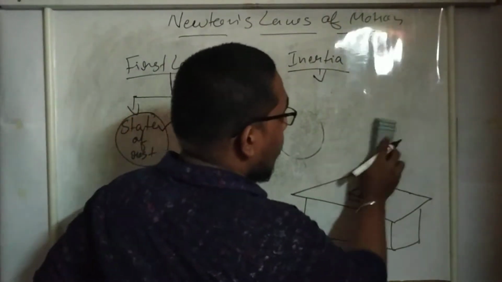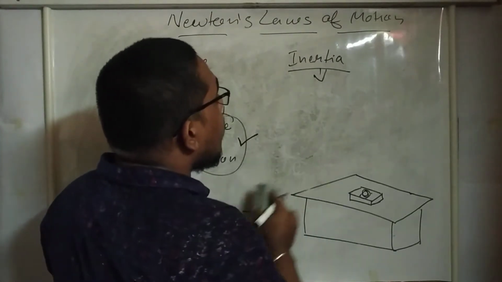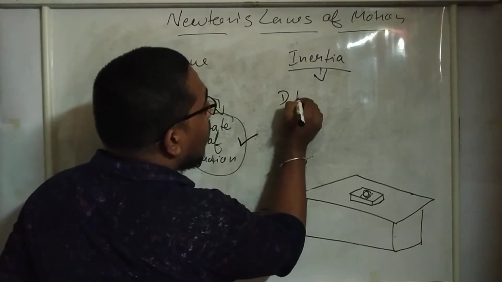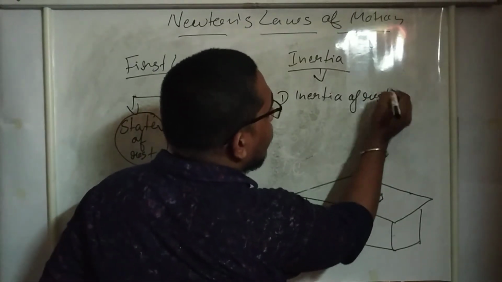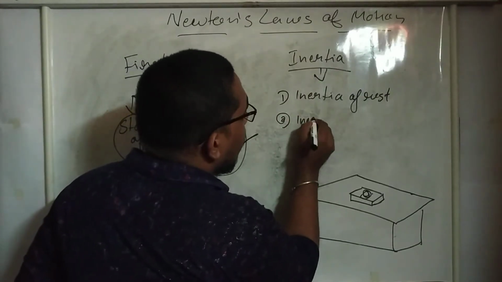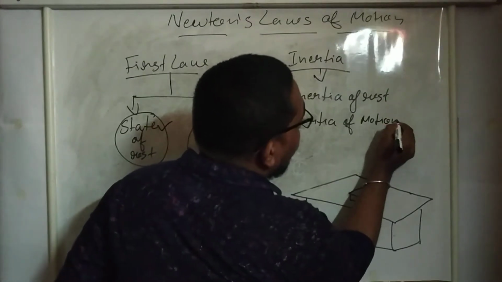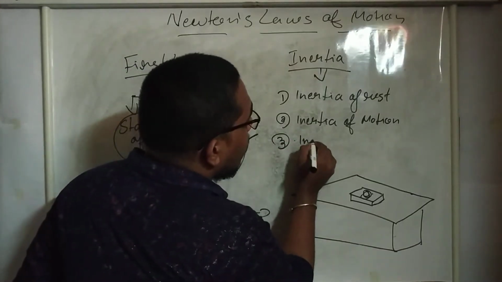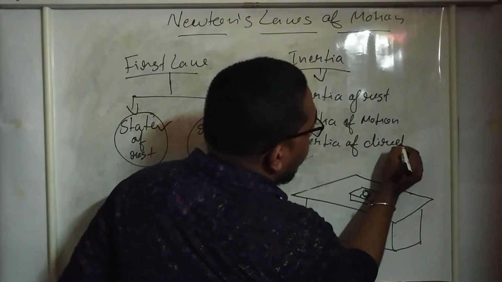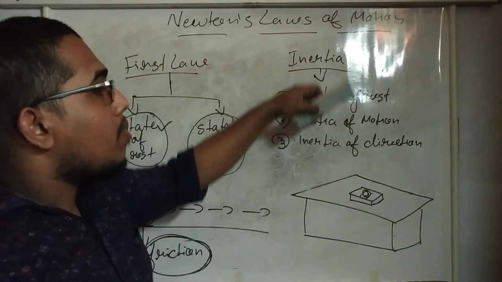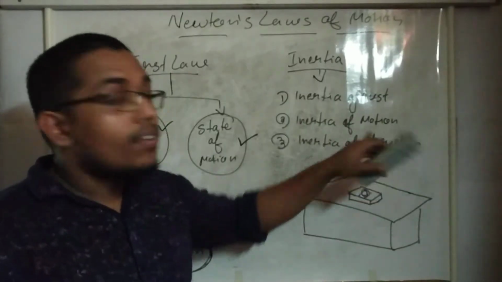Okay. Clear? Yes. Again, this inertia can be divided into three. The first one, inertia of rest. Second one, inertia of motion. And third one, inertia of direction. So inertia can be divided into three: inertia of rest, inertia of motion, and inertia of direction.